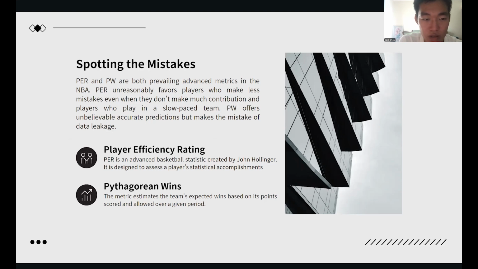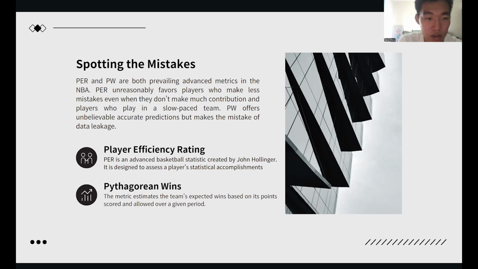In addition, PER is adjusted to the pace of the season and thus can compare players from different eras. This allows for a comprehensive evaluation of a player's overall efficiency on the court. Pythagorean wins is a metric that estimates the team's expected wins based on its points scored and allowed over a given period. The fundamental premise underlying PW asserts that a team's winning percentage can be approximated using a formula derived from the Pythagorean theorem. The accuracy of PW is extremely high.